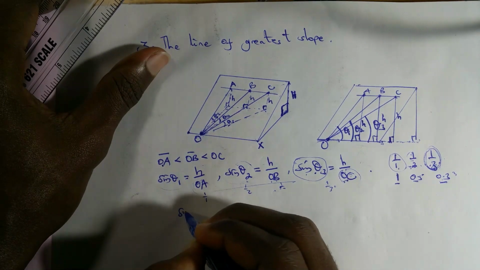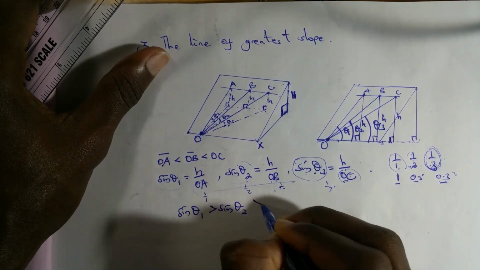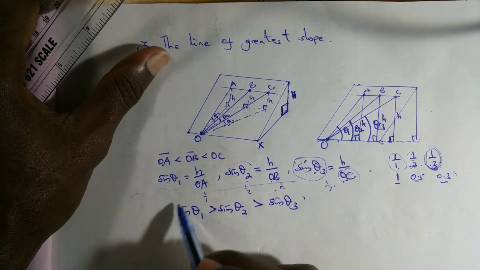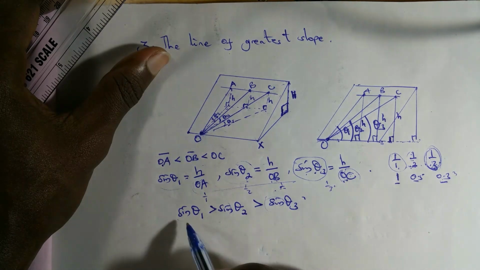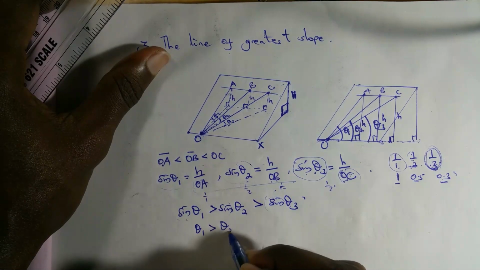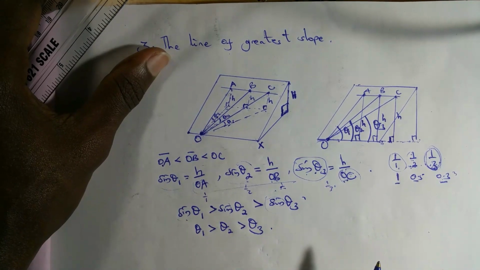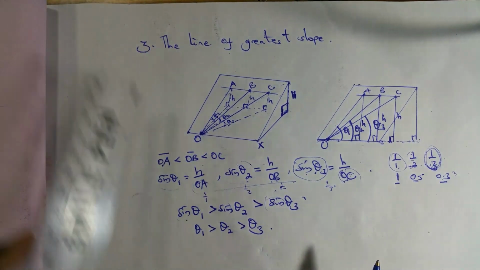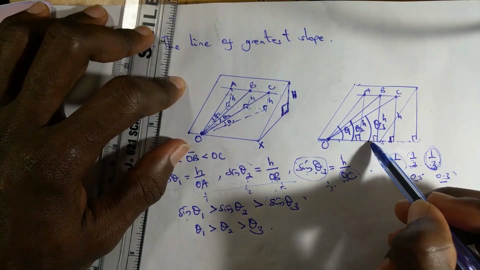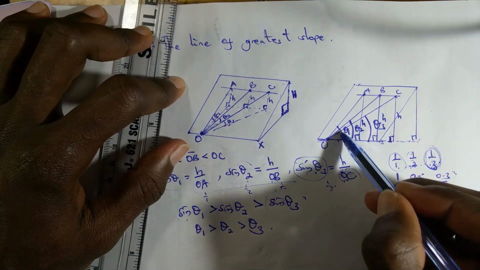What does it mean? Sine theta 1 is going to be bigger than sine theta 2, and is going to be bigger than sine theta 3. Now we have sine here, sine here, sine here, so we just compare. That means theta 1 is going to be bigger than theta 2, and it's going to be bigger than theta 3. Now what do we observe from here? You see that the bigger these angles are, smaller, bigger, biggest.